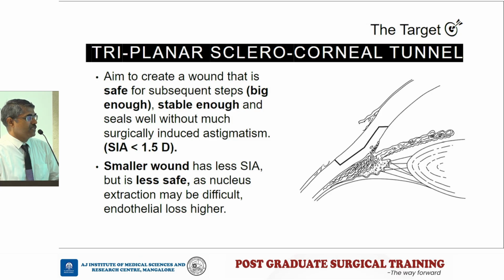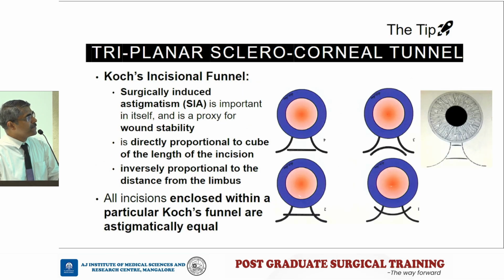You can try for a reasonable astigmatism, which is possible with SICS. And a smaller incision is less safe, though the SIA will be less. So there is one more concept called the Cox incisional funnel, which means that the SIA depends on two factors: how close the incision is to the globe and how long the incision is. It is said that it is directly proportionate to the cube of the length of the incision and inversely proportionate to the distance. Meaning if you go back, you can make the incision much longer. If you go forward, you need to make the incision smaller.